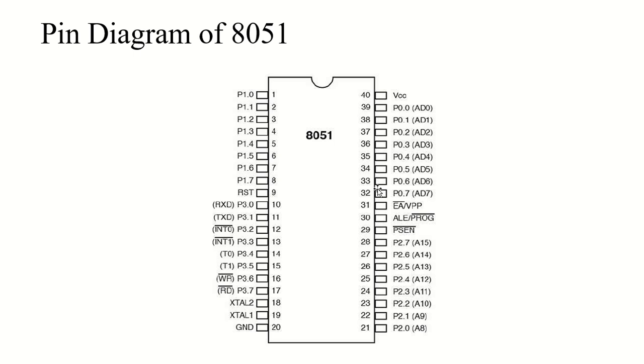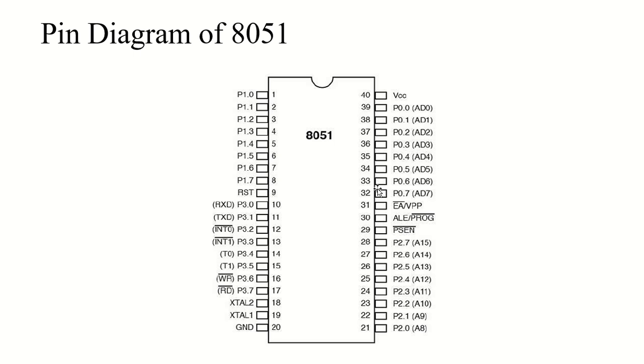Now let's quickly move to port 1. Port 1 occupies a total of 8 pins. As you can see, pin number 1 to pin number 8 are occupied by port 1, and it can be used as an input or output again. But in contrast to port 0, this port does not need any pull-up resistor. Why? Because it already has the pull-up resistor internally.